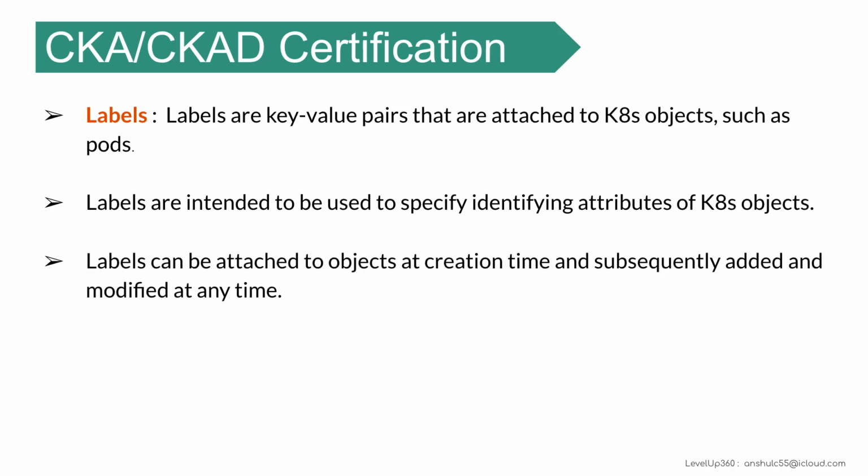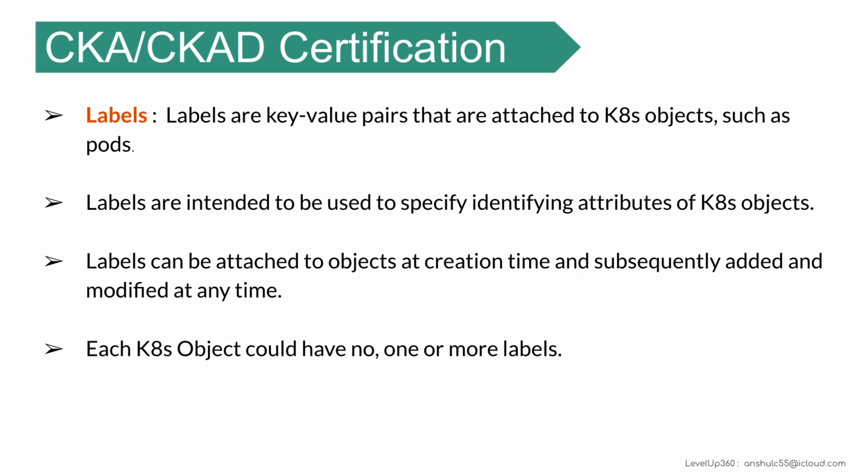Also, a label can be attached to your Kubernetes object at creation time, and subsequently you can modify the object and attach a label to it anytime. As I mentioned, it is not required that the Kubernetes object must have labels. That is an optional field, and if you want, you can attach one or more labels to a single Kubernetes object. The only condition is that a label should be in key value pair form.